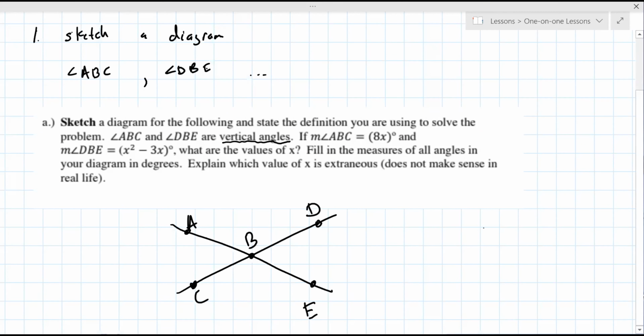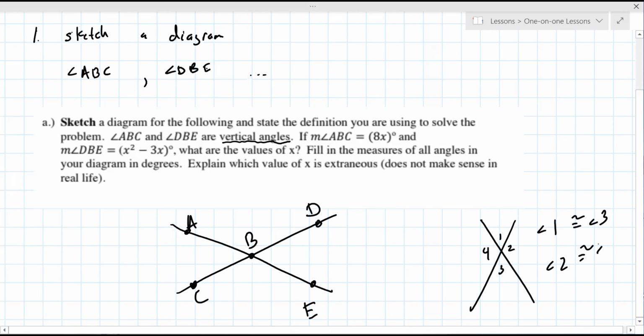Okay. So here, these are 1, 2, 3, 4. Angle 1 is congruent to angle 3, and angle 2 is congruent to angle 4. So in geometry, there's kind of two things that you're going to see a lot of. The first is that they're congruent, or they're the same, and the second is that they add up to something. 180 degrees in this case.